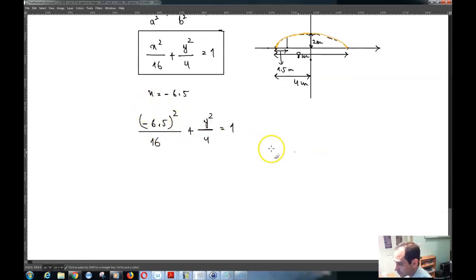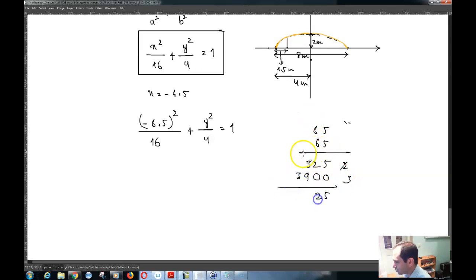And 6.5 whole squared is equal to basically 65 times 65, and you have 2 decimal places there. The negative sign will be a positive sign because you're squaring it. 5 times 5 is 25, and so on, which gives 42.25. That is 42.25 divided by 16 plus y squared divided by 4 is equal to 1.